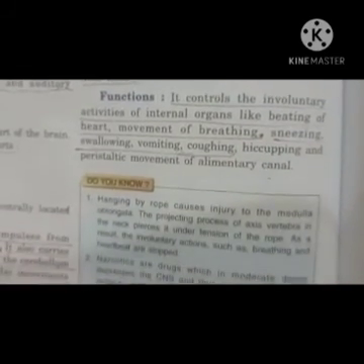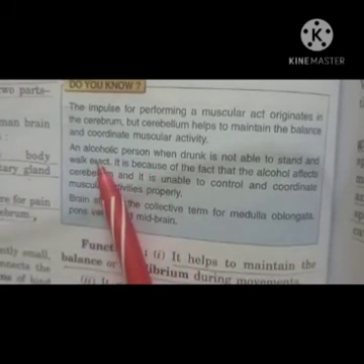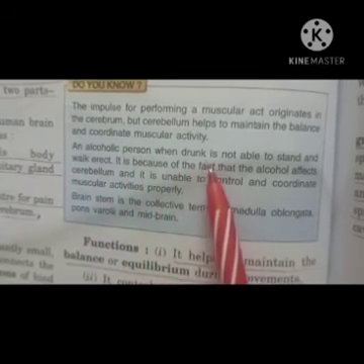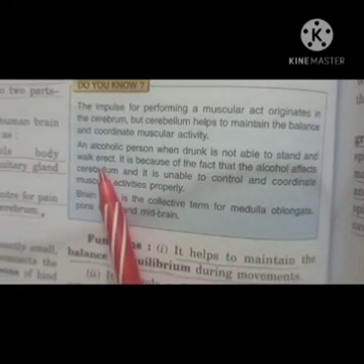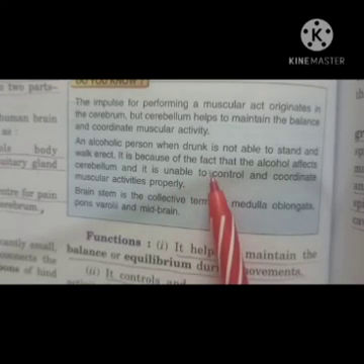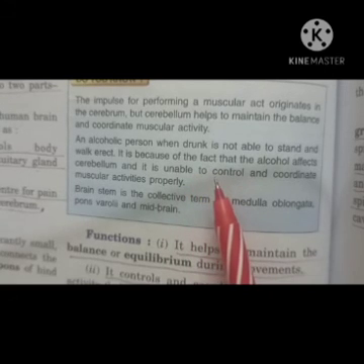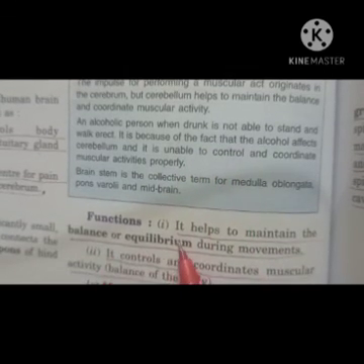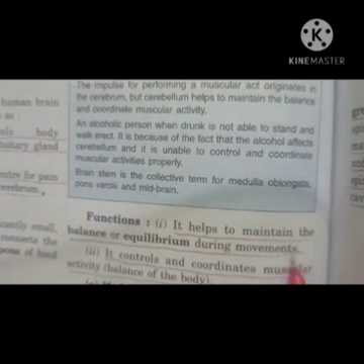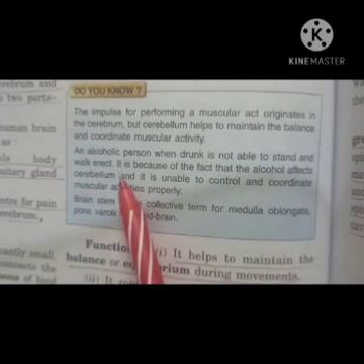Now one question may come: when a person is under the influence of liquor, or when an alcoholic person is drunk, he is not able to stand and walk erect. Why? Because alcohol affects which part of the brain? Cerebellum part of the brain. And cerebellum controls what? It controls your balance or equilibrium. It maintains the balance and equilibrium during movement. That is why the person is not able to stand or walk erect. Right?